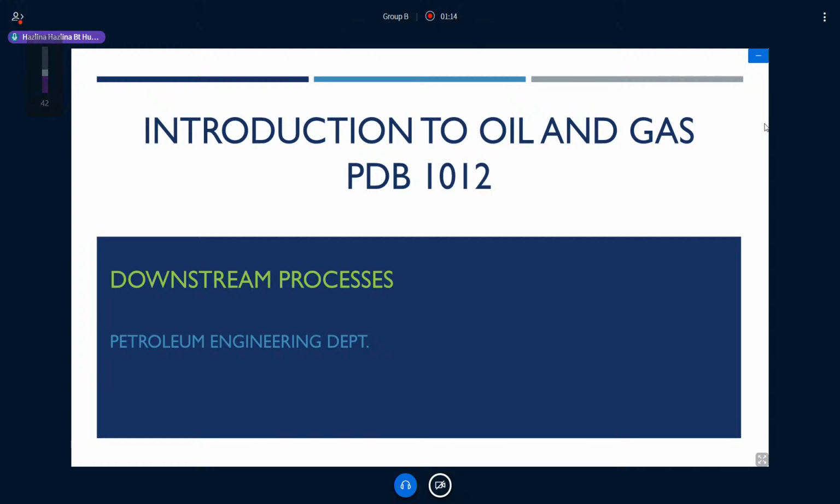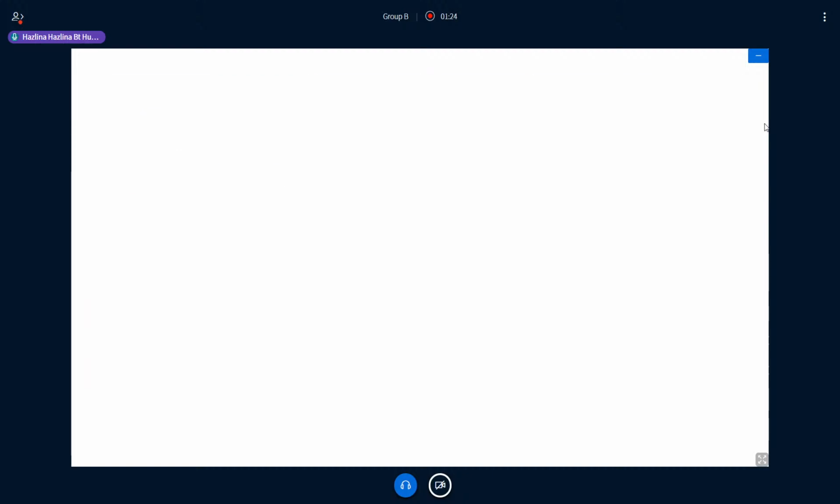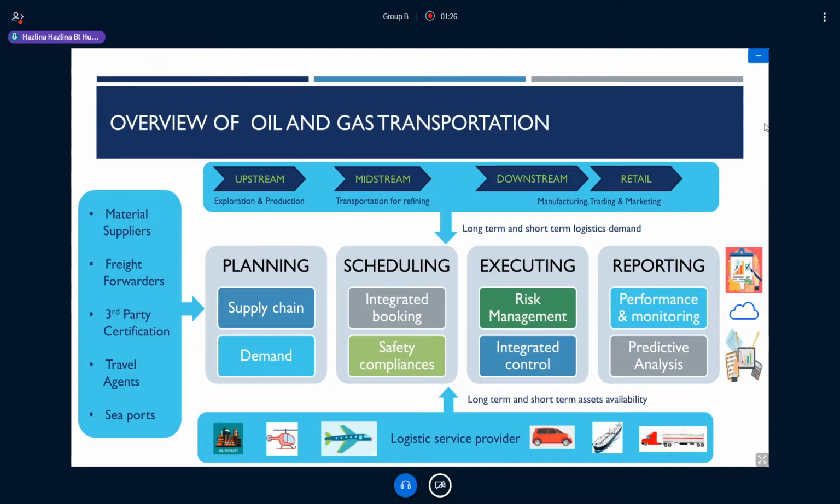Since there are no preliminary questions from you, let me start here. The overview of this topic, the downstream processes. In general, you will see there is the oil and gas industry, and that's where the economy of a country can develop. That is also where the population of any country utilizes the oil and gas reserves.